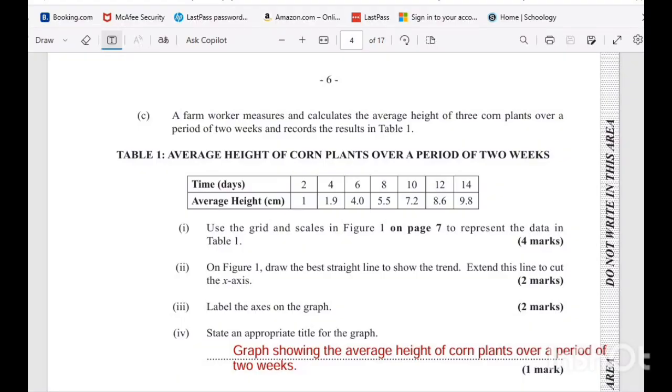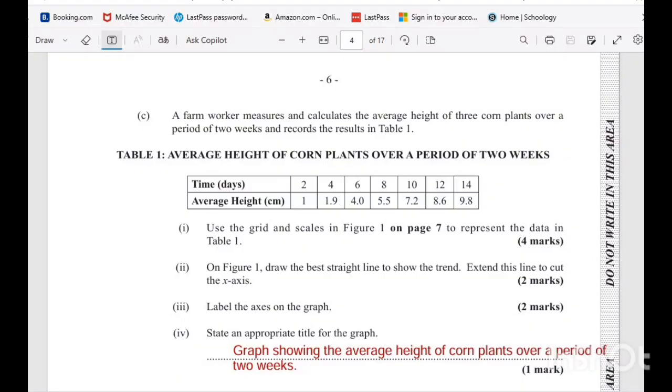Extend this line to cut the x-axis. 3, label the axes on the graph. And 4, state an appropriate title for the graph. Now, I always say to my students, once it comes to the title, you can always get the answer from the title of the table that they give you. So all you have to say is the graph showing, and you put the information that was in the title for the table in your title. So I have graph showing the average height of corn plants over a period of 2 weeks, which is the same thing that is in the table. All right, so I would have given it that 1 mark.